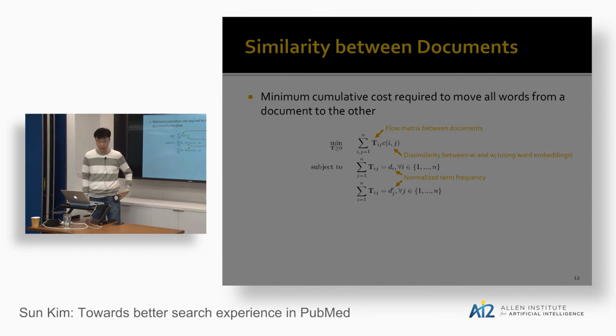In this original setup, word mover's distance is defined as the minimum cumulative cost required to move all words from a document to the other. To solve this problem, we should minimize the first expression here, where T is a flow matrix between two documents, and C is a dissimilarity function between words from two documents. Each column and row of the matrix T includes normalized term frequencies.